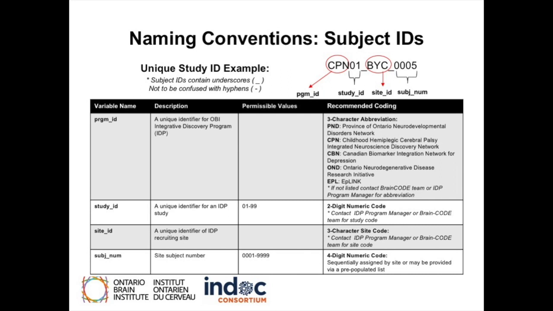The unique identifier for the IDP recruiting site is represented by a 3-character site code. For this example, we use Baycrest, and the site code will be BYC. If you don't know your site code, you can contact your study manager or a BrainCode team member. The site ID will then be followed by an underscore. The subject number is a 4-digit numeric code sequentially assigned by site or provided via pre-populated list at the site. In this case here, we've used 0005.